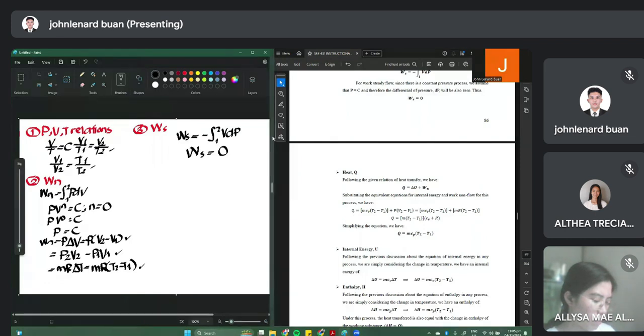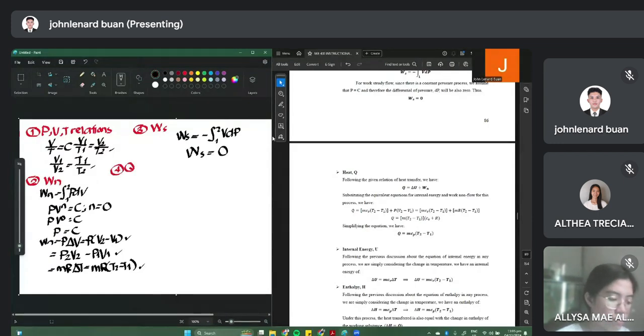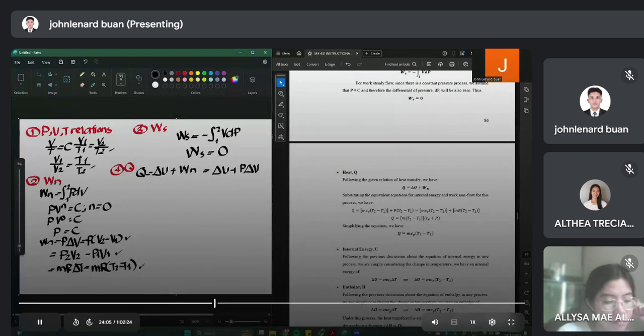Alright. And then, we also have the equation for heat, or Q. Heat is equal to delta U plus the Wn, or delta PV. Delta U plus delta PV, or P delta V, since this is a constant pressure process.